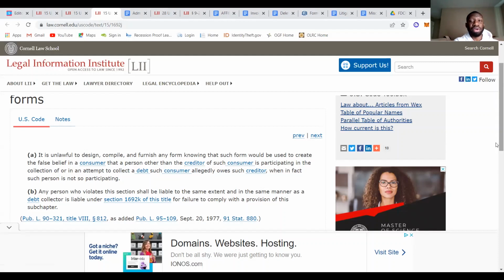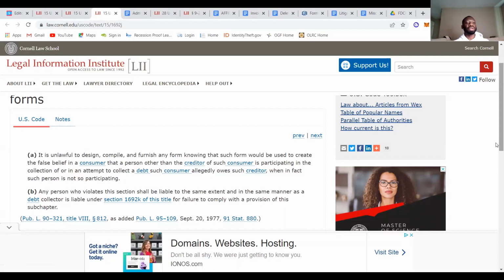An example that I want to give y'all as well: they send you a letter saying that you owe a debt. If it's an alleged debt, that's a deceptive form because they're making you think that you have to pay something that you don't have to pay, right? Because you're not paying on a positive balance. So you got to really understand that.